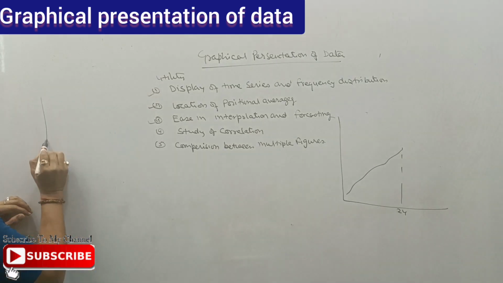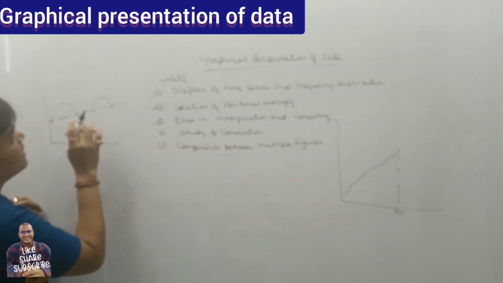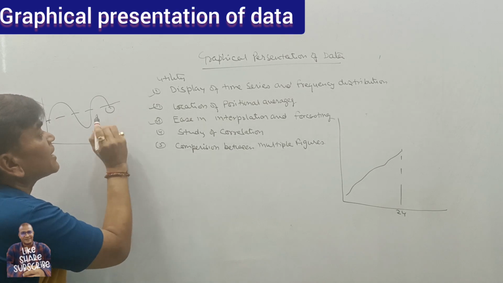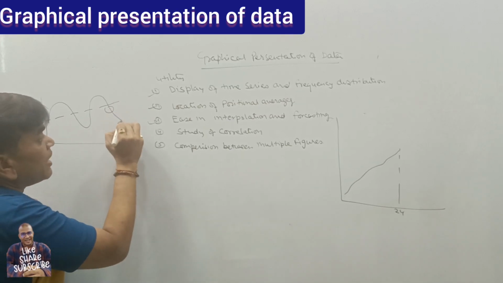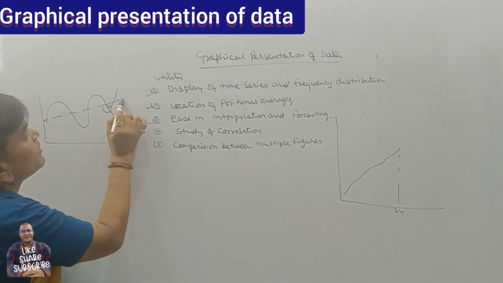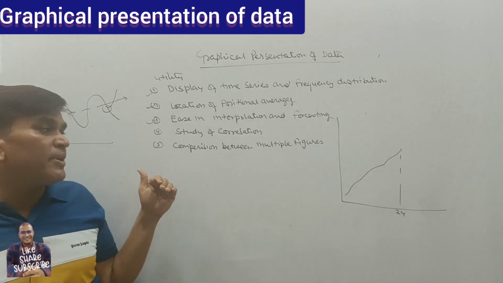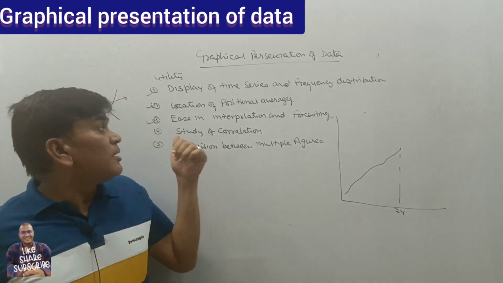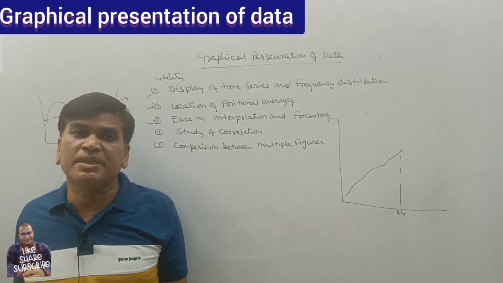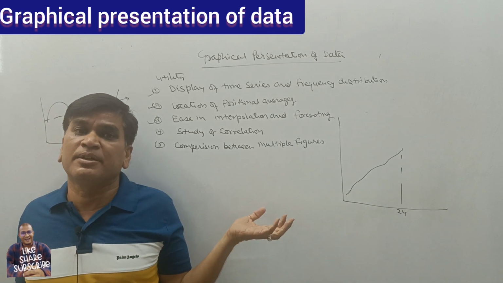Suppose our graph is in this way, then we have to forecast. It is a difficult task whether it will go down or the trend will go higher. So we will have a trend value, and we will do the forecast from that. Later, in another video, we will discuss this. But here we should show that in interpolation also the graphical presentation is important. In demand forecasting also graphical presentation is important.